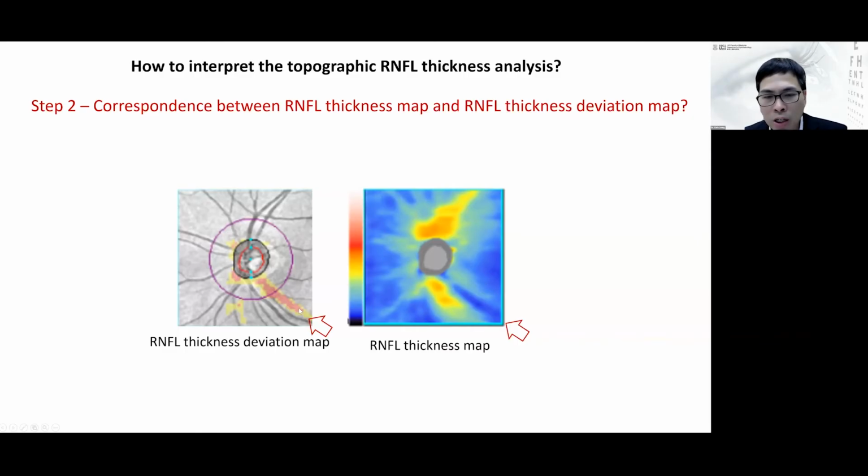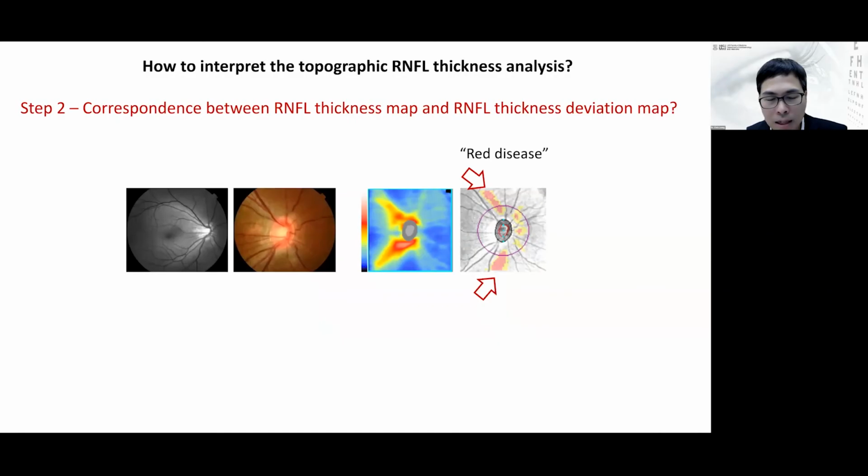And you do see here a correspondence between the loss of retinal nerve fiber layer in the thickness map and the abnormal pixels in red in the retinal nerve fiber thickness deviation map. It is important to look for correspondence because a lot of the time false positives can be misdiagnosed as glaucoma or retinal nerve fiber defects if you are not studying the correspondence between the thickness map and deviation map correctly. Here is an eye with high myopia.